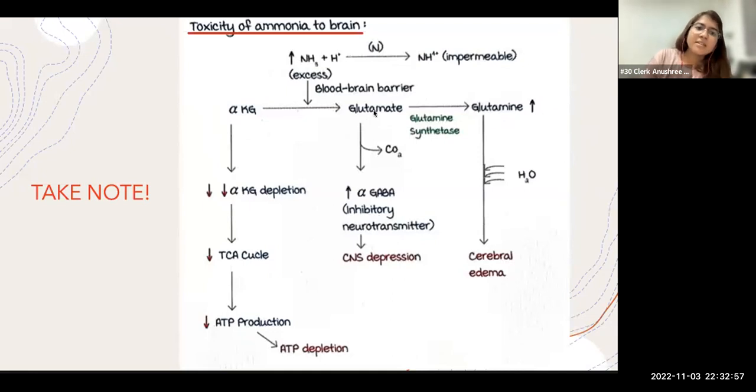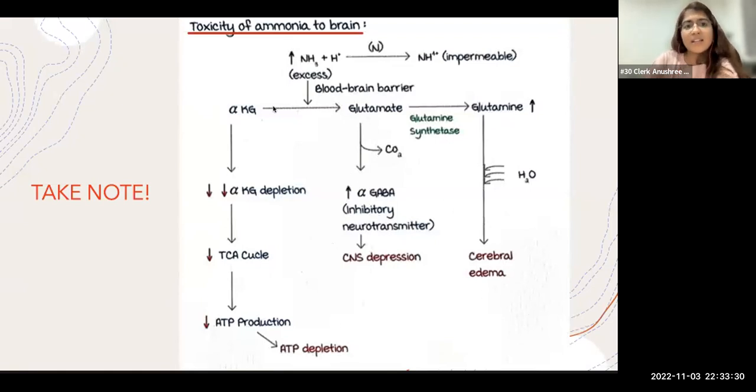So next would be the glutamate. So what is happening over here? It will undergo decarboxylation. Why? Because it's giving out a CO2 molecule. So when it gives out a CO2 molecule, it will cause an increase in gamma aminobutyric acid. Okay, we all know that it's an inhibitory neurotransmitter. So since it's increasing, it will cause CNS depression. Okay, bad, very bad for the brain. This should not be happening at all.